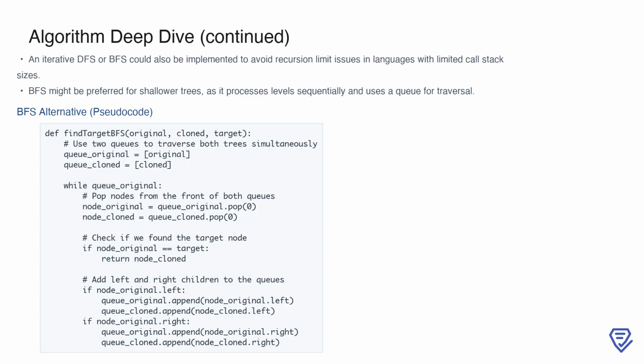The implementation is straightforward. We maintain a queue for the original tree and another for the clone tree, adding left and right children to the queues as we traverse. When we find the target node in the original tree, we return the corresponding node from the clone tree. This iterative approach is equally efficient in time and space complexity, with O(n) time complexity and O(h) space complexity due to the queues.